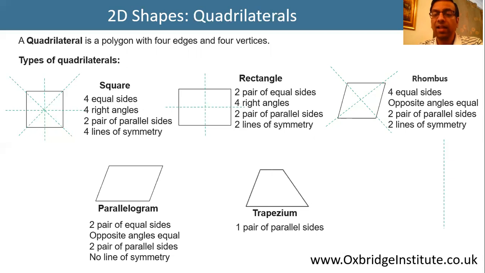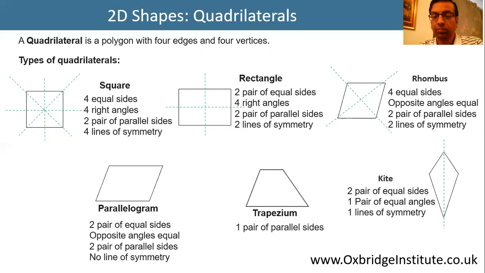A trapezium has 1 pair of parallel sides. A kite has 2 pairs of equal sides and 1 pair of equal angles. So the angles in the middle, which are the obtuse angles in this image, are going to be equal, and there is only 1 line of symmetry. So this is a very important point, and you might find a lot of questions around line of symmetry in the exam.